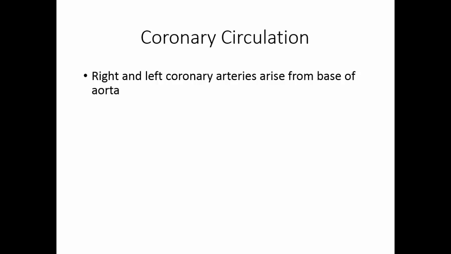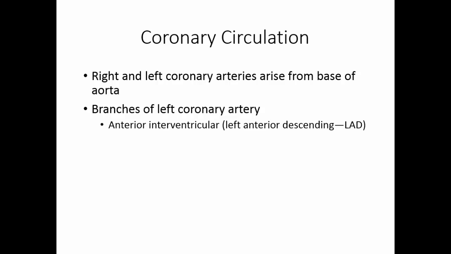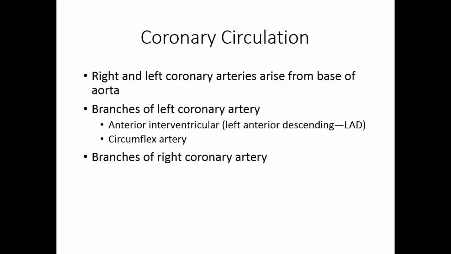The coronary circulation is how blood flows to the cardiac muscle. There are 2 major arteries, the right coronary artery and the left coronary artery. These come directly off the base of the aorta. There are typically 2 major branches of the left coronary artery, the anterior interventricular artery, also known as the left anterior descending artery, or the LAD, and the circumflex artery. There are typically 2 branches of the right coronary artery, the marginal artery and the posterior interventricular artery.